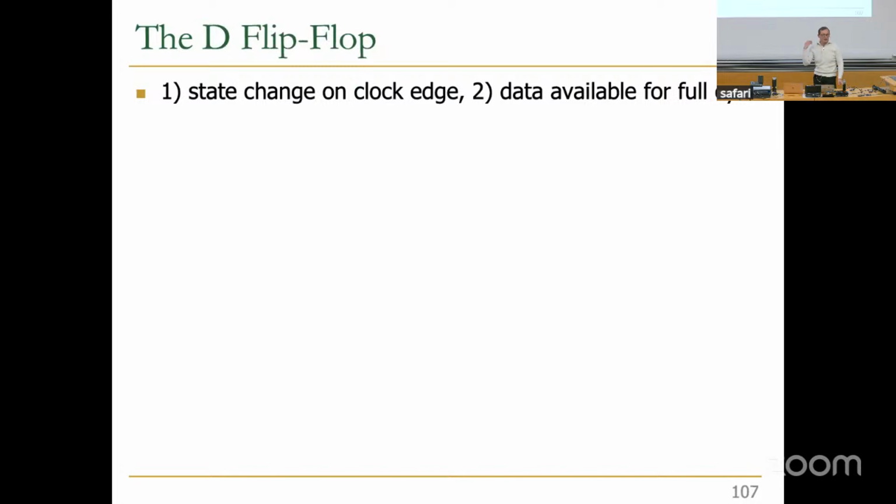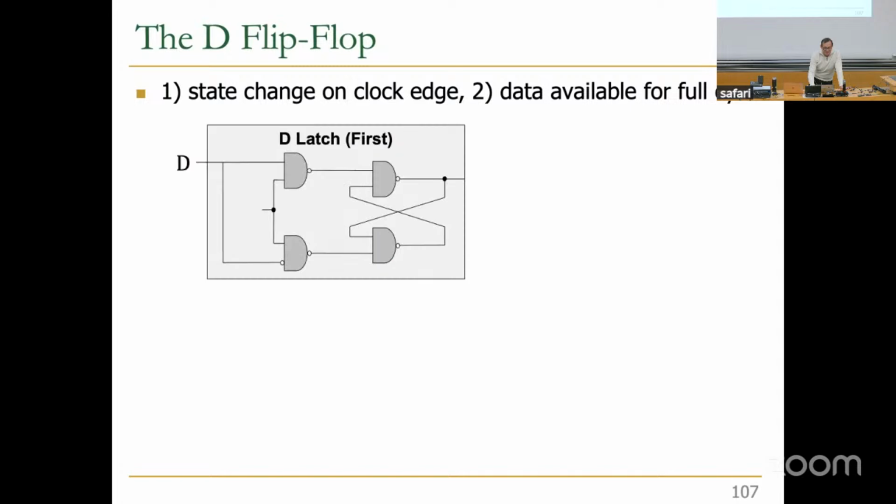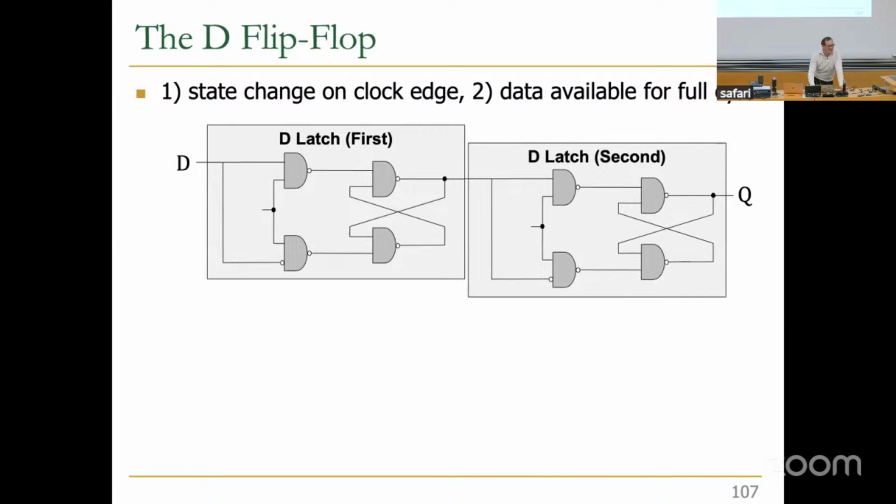So now I'm going to introduce the D flip-flop. I'm going to double the size. We want state change on the clock edge and data available for a full clock cycle. We have a D latch. I'm going to call this the first latch, and this is the second latch. You've seen both of them before because they're the same thing, except we connected them like this. Input is here, and output is here. There's some intermediate thing that is not going to be visible to anyone.